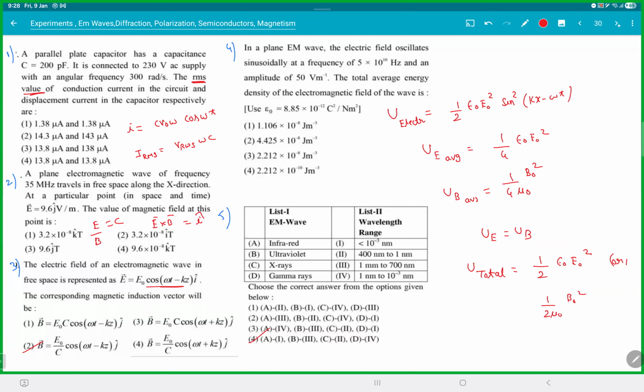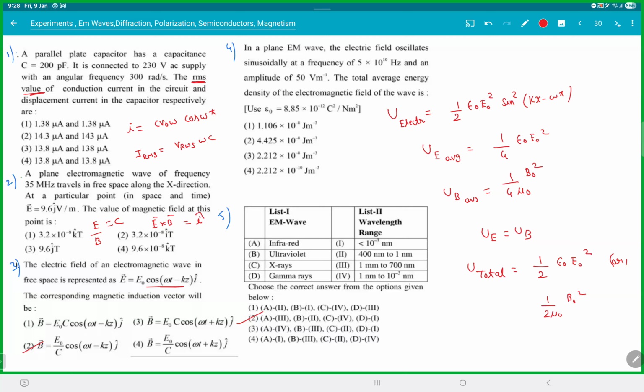Is 4 the answer? No? Less than 10 power minus 3 nanometer. Oh, no, that is gamma, I guess. Yeah, that is gamma. D4, C3, I think 2 only. Yeah. A3, 1 mm to 700 nanometers. 700 nanometers, 7,000 angstroms. Yeah, that is exceeding, close to red.